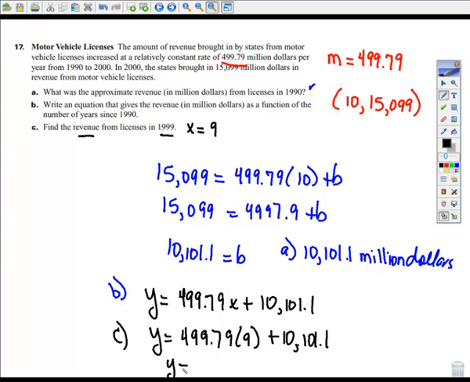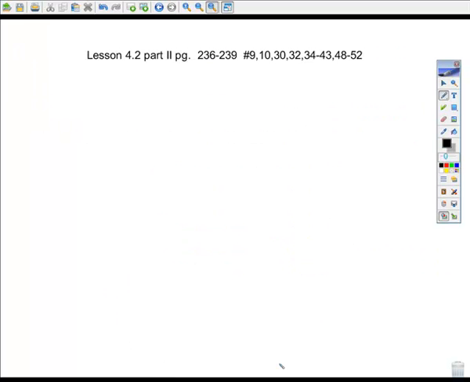Gives me a grand total of $14,599.21 million. So if you multiply this by 1,000,000, that'll really show you how much money that is. It is a significant amount brought in just from getting your license plates renewed. All right, another short and sweet one.